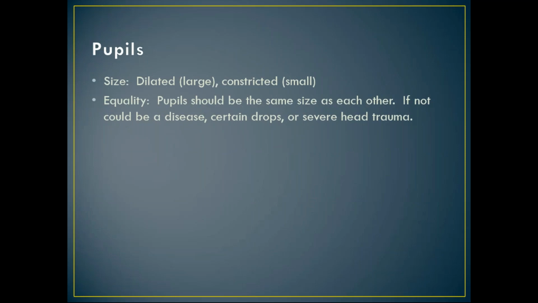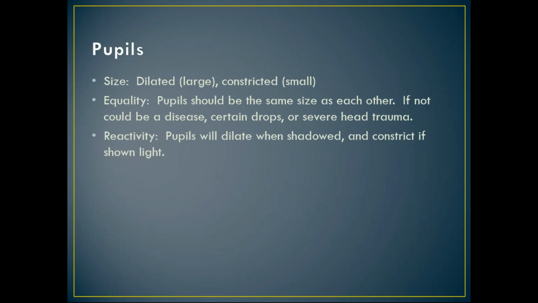Next, we're looking at inequality. So pupils should be the same size as each other. So if we notice that they are different sizes, this could be an indication of a severe head trauma. It could be some type of pre-existing condition where maybe their pupils are always dilated or always different sizes. And then also certain eye drops as well can manipulate those pupils. So when we start diving into a proper patient history and assessment, if we do find any abnormalities with those pupils, we want to make sure and ask that patient if they have any of these things going on.